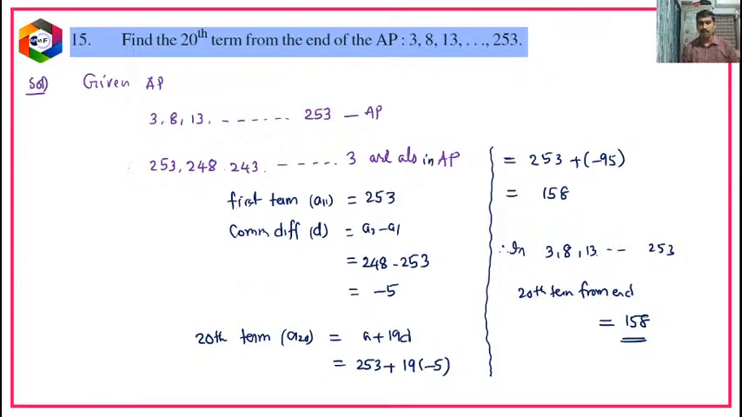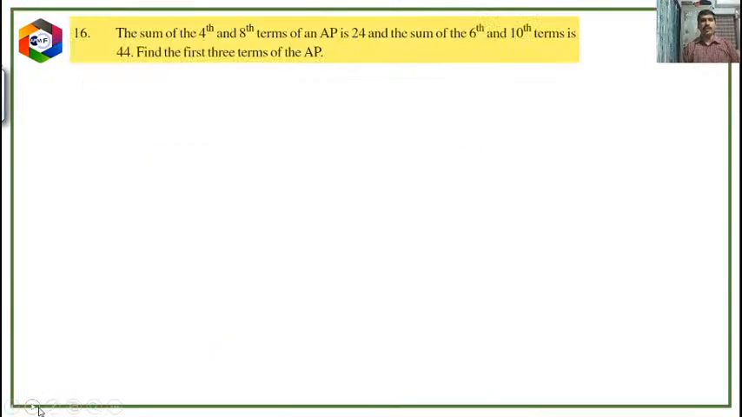Ankush, yes. So the 20th term from the end is 158. Okay, so that's it. I hope it is clear for you, everyone. Next, let's move to the next question.